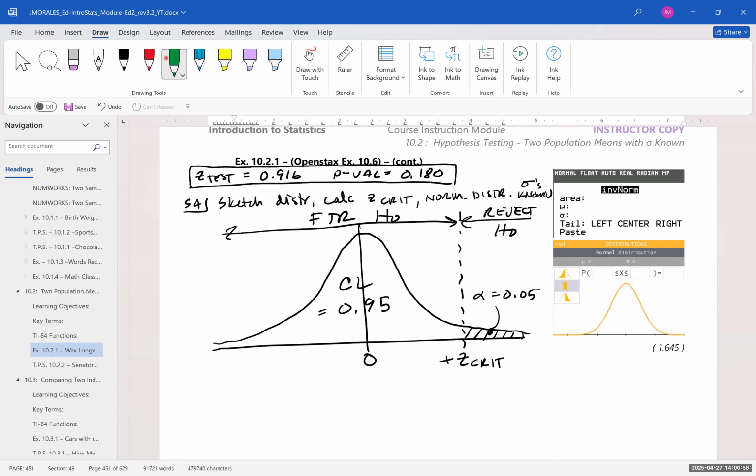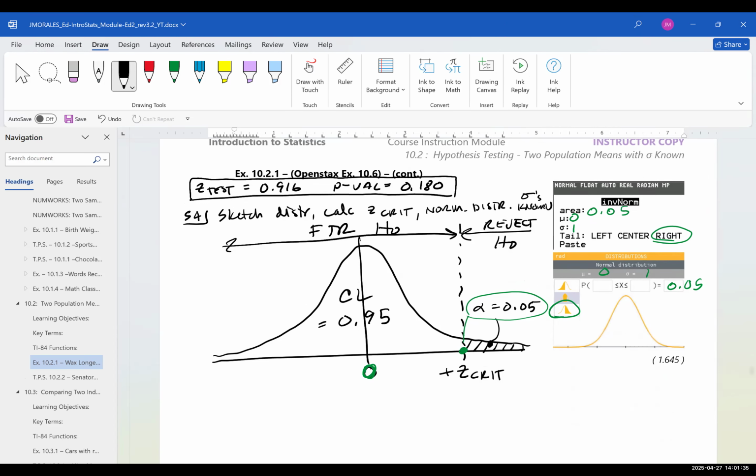So once again, to convert an area to a critical value on a number line, we need to use an inverse distribution function. So on the Texas Instruments, we'll use inverse norm. So we'll have an area of 0.05 with a mean of 0 and a standard deviation of 1. And we're looking at the tail on the right. And here we've got a mean of 0, standard deviation of 1, area on the right, an area of 0.05. Okay, so let's do that really quick.